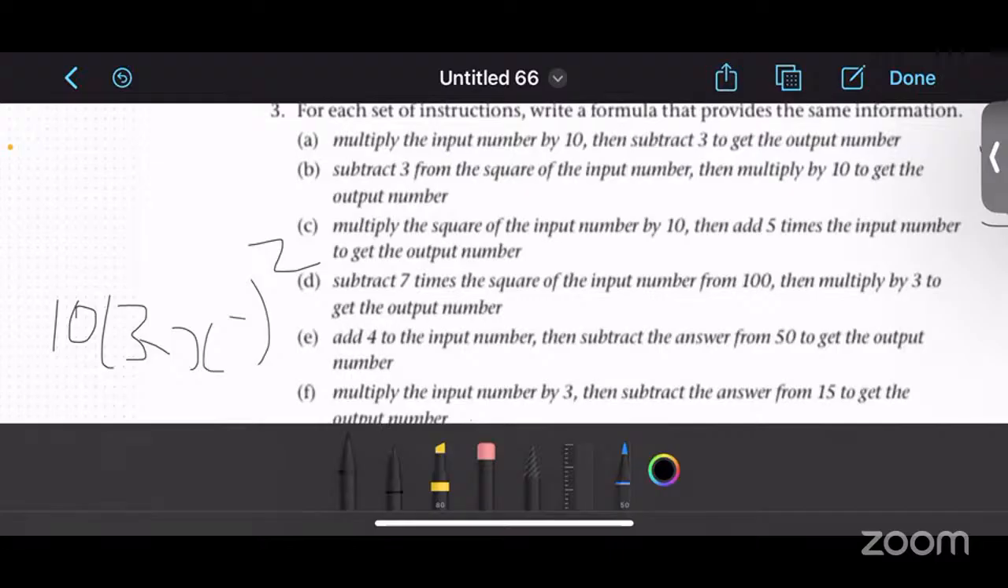Grace, do you agree with that? No, ma'am. Why? Ma'am, I would say 10 bracket x squared minus 3.